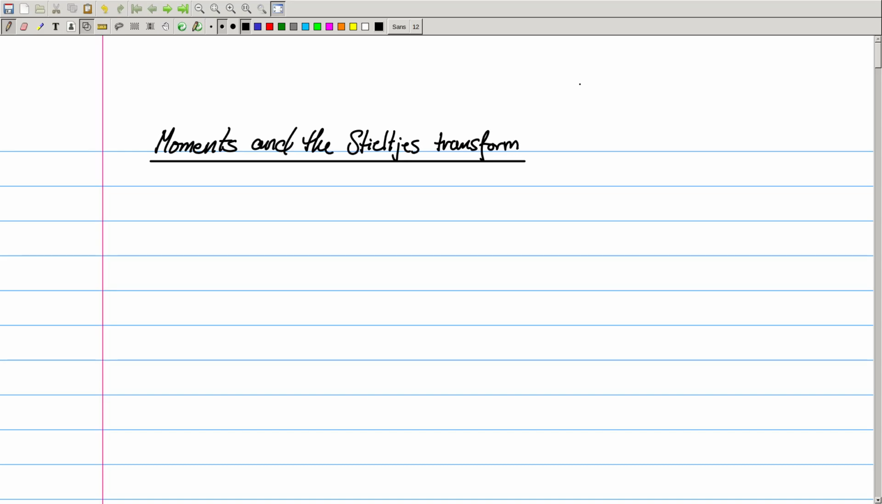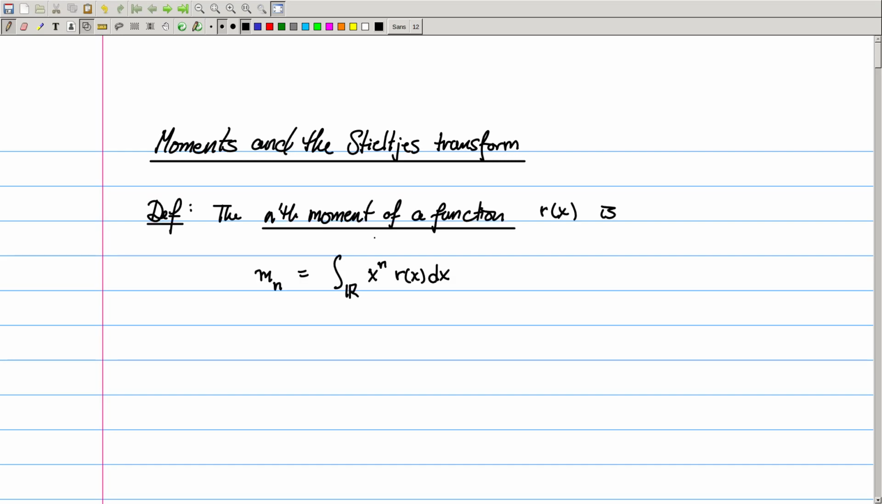Hey everybody, today we're going to talk about moments of a measure and the Stieltjes transform. To begin, let's define the moments of a function. The nth moment of a function r(x) is defined to be the integral over the real line of x^n times r(x) dx.